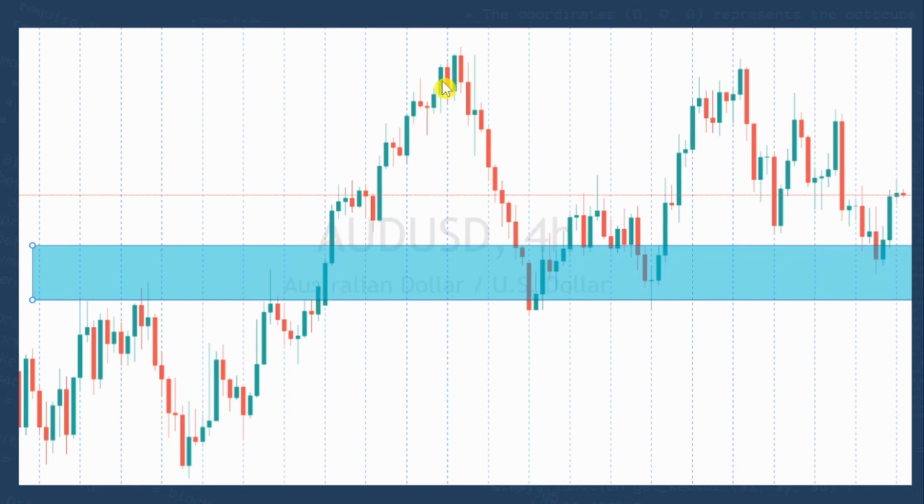Price wandered all the way back up, lost momentum, lots of indecision, and price retraced to come down and test this level again. It went up, came back to test support, and then broke higher with very strong momentum.